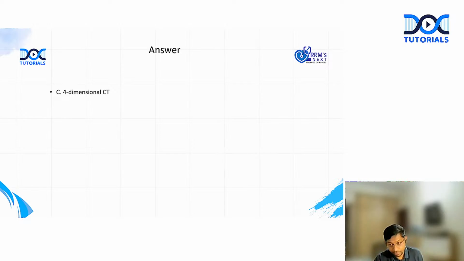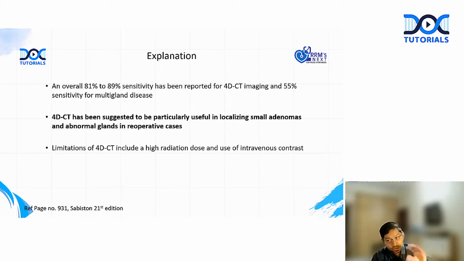Now remember, we are talking about a redo parathyroid or a failed parathyroid surgery. So 4D CT is an imaging modality that is recommended for this particular scenario where we have a reoperative patient, a patient who has undergone failed parathyroid surgery. Especially in these patients, 4D CT is very useful. The sensitivity and specificity are quite high, almost 90%. Especially in reoperative cases, it is very useful to use a 4-dimensional CT to localize small adenomas, abnormal glands, and ectopic sites, even mediastinal sites.